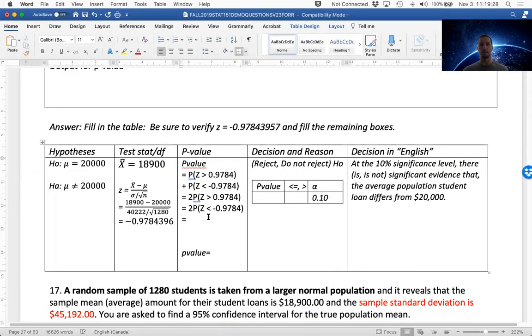And then we end up with 0.1639383. So then we'll have 2 times 0.1639383, which gives us 0.328, or let's write it out fully, 0.3279 8574. So then we could say that the p-value for this test is 0.328.